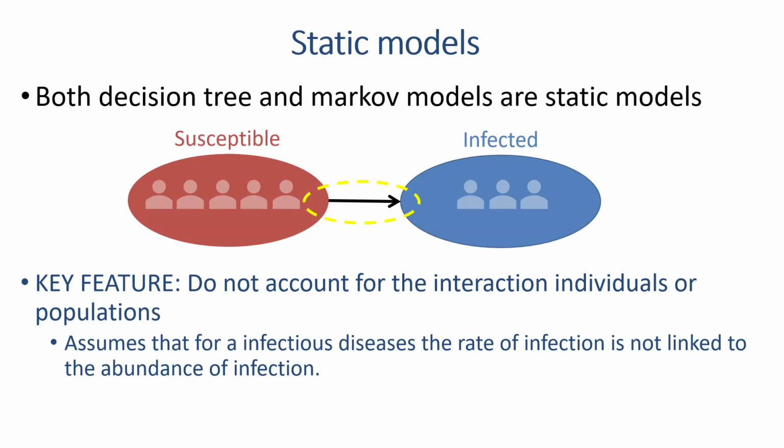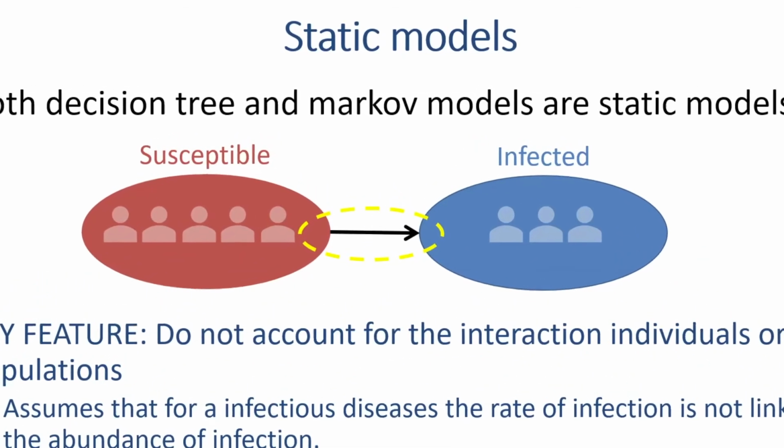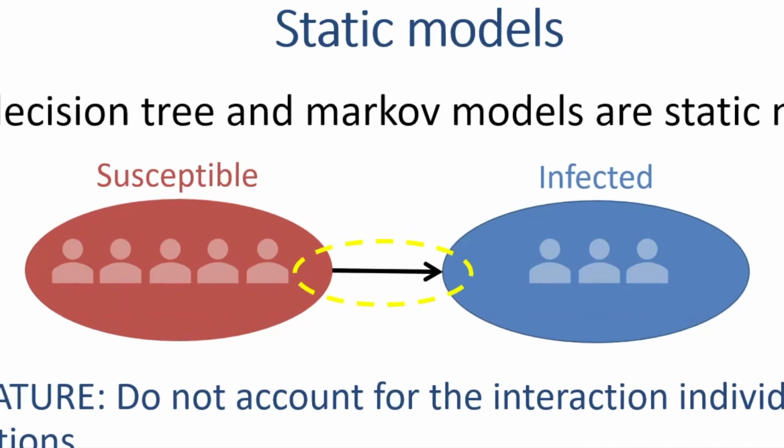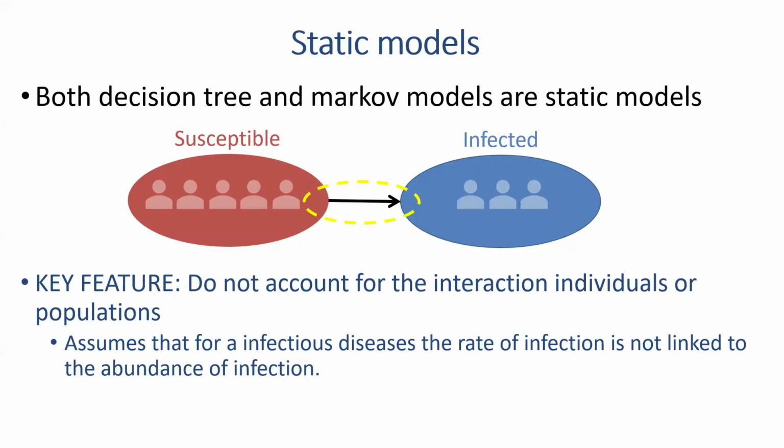This is not a problem for non-communicable diseases, like heart disease and diabetes. However, it means for infectious diseases that they're assuming that the rate at which individual hosts acquire an infection is independent of the abundance of infection in that population. So, independent of the number of people that are infectious. So because of this, they can't account for the indirect benefits of interventions, like I showed for vaccination.